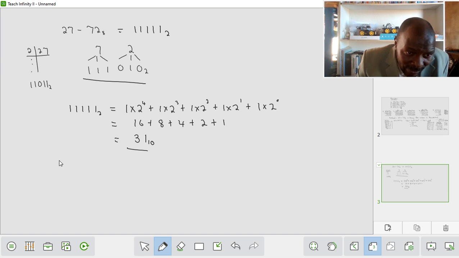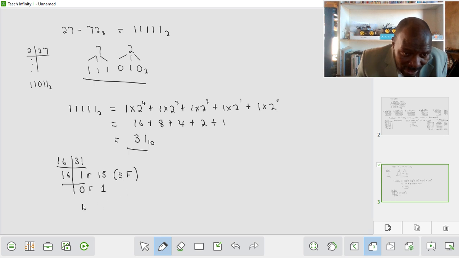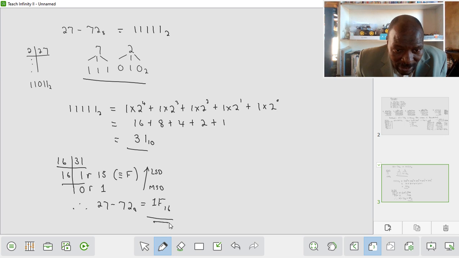So what would we have done? We would have said, what is our decimal equivalent in hex? 31 divided by 16 would have given us 1 remainder 15. But remember that 15 is equivalent to F. Then we say 1 divided by 16 gives us 0 remainder 1. So 27 minus 72 base 8 would have given us in base 16 the answer 1F, because remember we take it up. This is the most significant digit and this is the LSD, and there's only 2 of them, so our answer is 1F in base 16. So this would have been our ultimate answer.